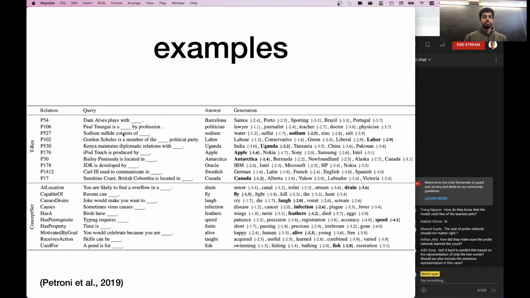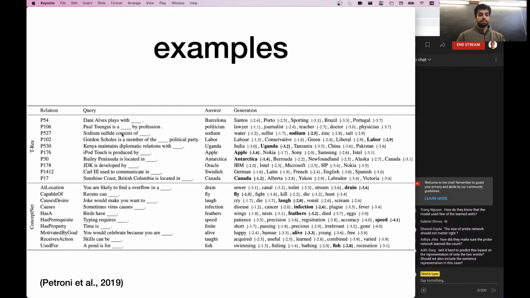So here's an example of some of the queries in the data set. So iPod Touch is produced by Mask, and then you can look at the distribution in the Mask token. The correct answer is Apple, so you see that Apple is also the highest probability completion, but there's also these other ones, like Nokia is only a slightly lower probability.